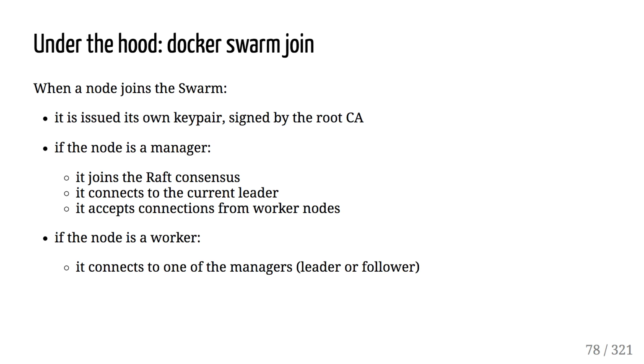So if I were to go back to the drawing with the whales and the monkeys, the workers are connecting to the managers, but they don't all connect to the leader. They spread the connections across the different managers, and then the managers forward everything to the top. If a node is a worker, it will just connect to a manager, and it will wait for instructions, basically.